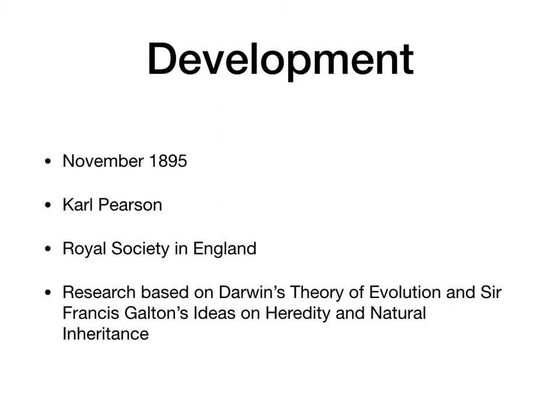Correlation design, as it is known today, was first presented in 1895 by Carl Pearson in a paper before the Royal Society of England. His research was based on Darwin's theory of evolution and Sir Francis Galton's ideas of heredity and natural inheritance.